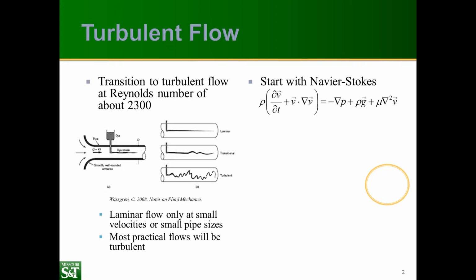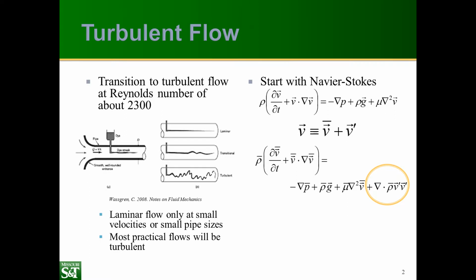Now, the next step is to break up the variables. We're going to use velocity as an example. We have an average part, which is the V bar, and we have a time-dependent part, or a variation part, a fluctuating part, which is V prime. And then after we do some averaging, we come up with this equation where we have a bunch of average things, but we have a new term here. It's very similar to the Navier-Stokes equation, but we have an additional Reynolds stress.